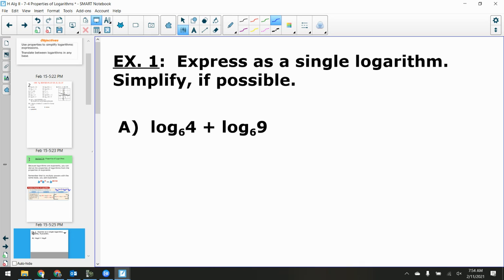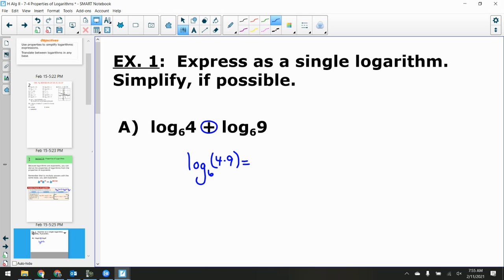I'd be asking you to say 6 to the what power is 4? Well, that doesn't make sense, does it? That's some decimal. It doesn't come out as a nice thing. Same thing as log base 6 of 9. 6 to the what power is 9? That doesn't make sense. But here's what we could do. Addition of the logs means multiplication within the logs.